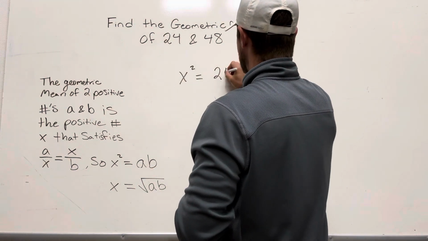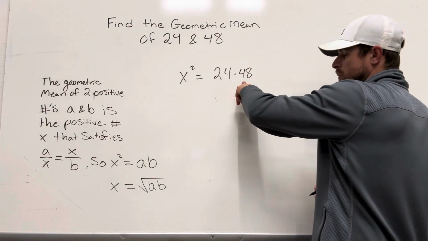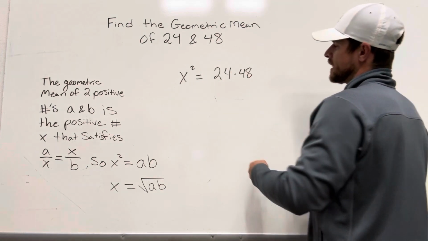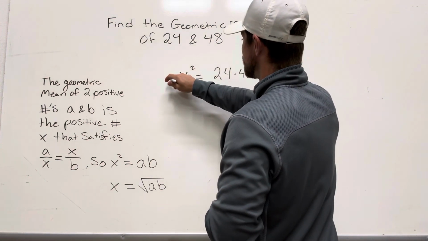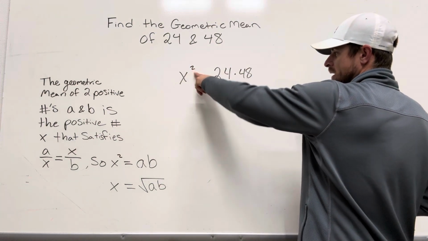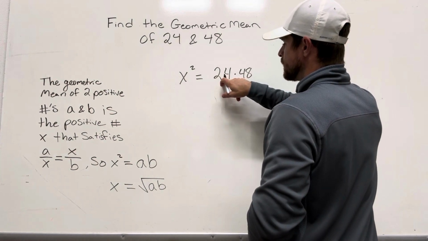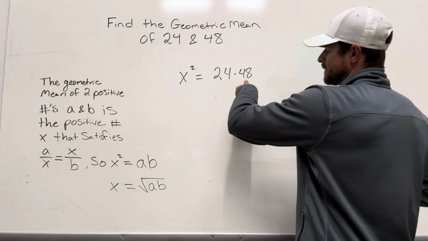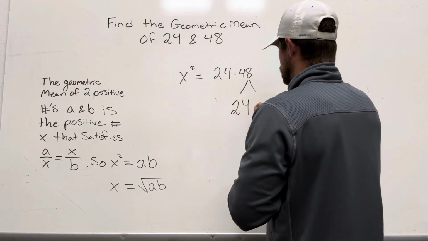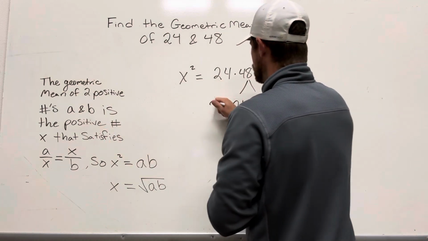So 24 times 48. Now, we can multiply this together and get some large value, but I'm not going to want to deal with such a large value. So instead, I'm going to take the root to cancel the exponent of 2. But before I do that, I want to come up with something that's equivalent to 48. If I cut 48 in half, 24 times 2 is the same thing as 48.